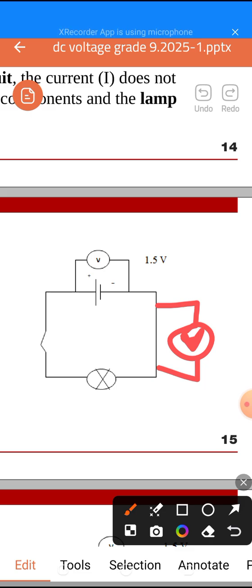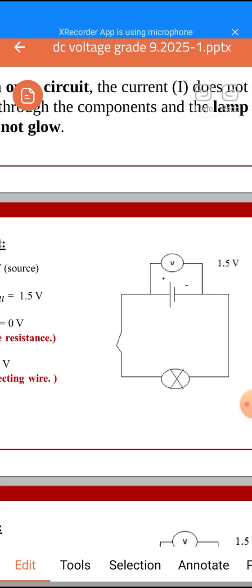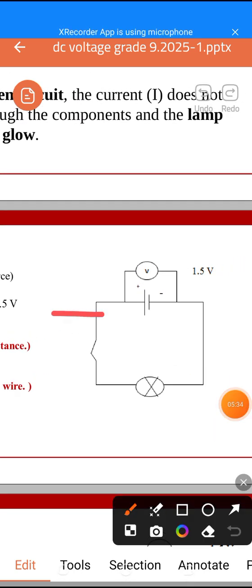Now the voltage across the closed switch, you have to know that when the switch is closed, it acts as a connecting wire. Its function becomes like a connecting wire, letting electricity pass. So the voltage across the closed switch is also 0 volt because it acts as a connecting wire.